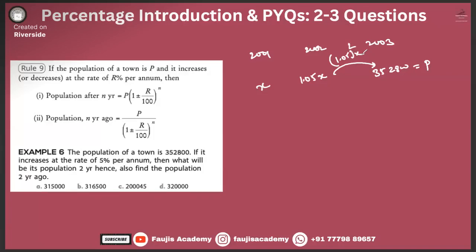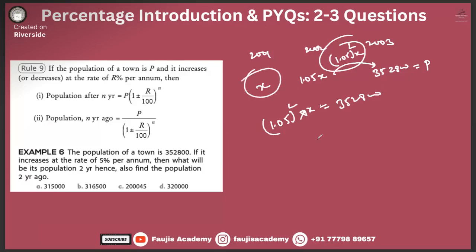And this value, 1.05 square into X, is equal to 352,800. That means X was the initial population. That means X is 352,800 divided by 1.05 square. So 352,800, which you essentially calculated to be 3,20,000, is the answer.